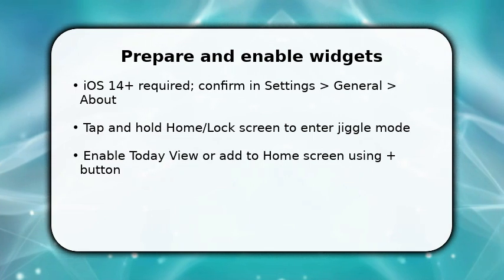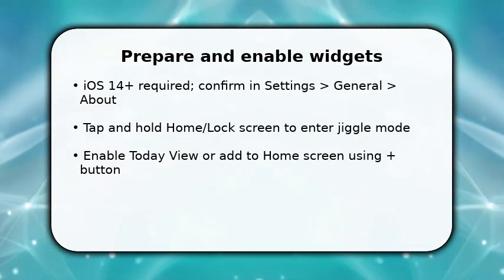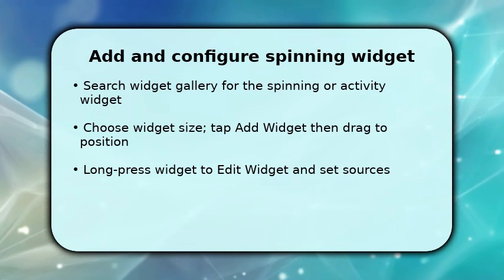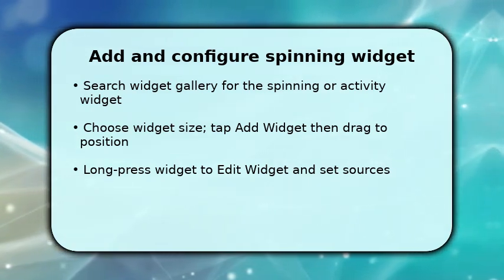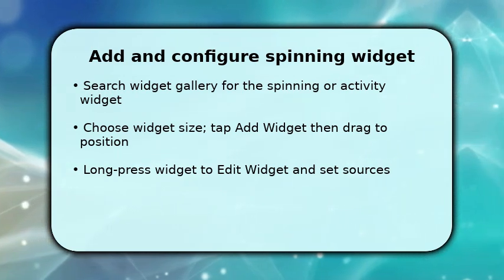You find the spinning widget in the gallery. Use the search field if it's buried. Once you see the widget options, choose the size that shows an animated spinner clearly. Tap Add Widget, then drag it where you want on the home screen.